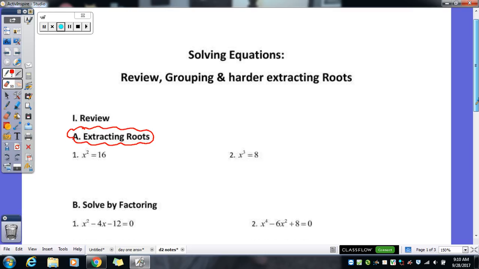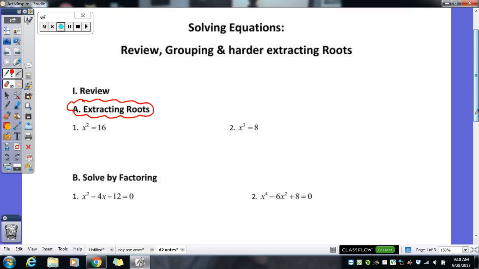So here I have x squared equals 16. So what I want to do is take the square root of both sides so I can get just my x. So over here on the left side we get x, but over here on the right side what do we get? Oh, not just 4. Plus or minus 4.